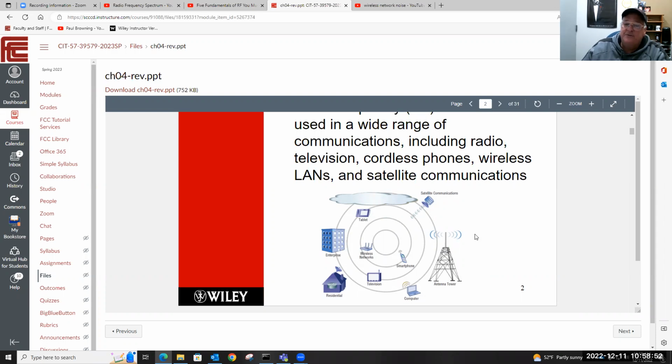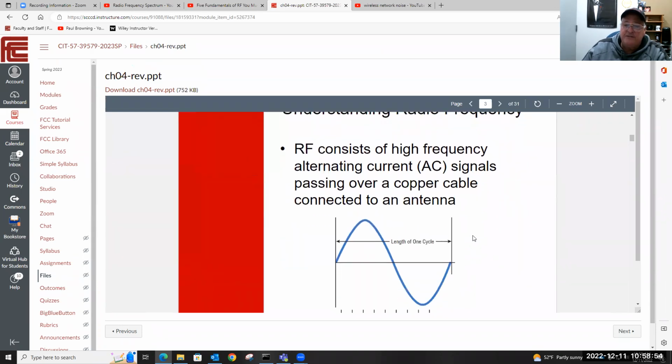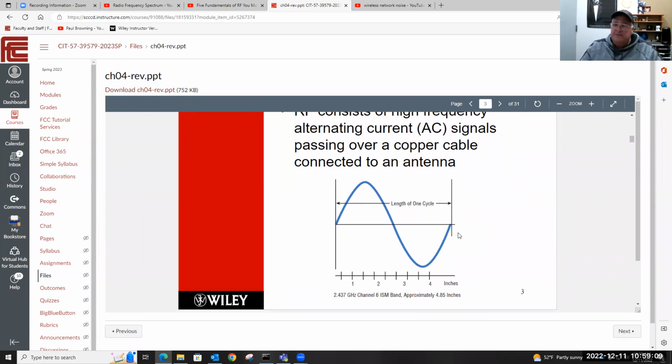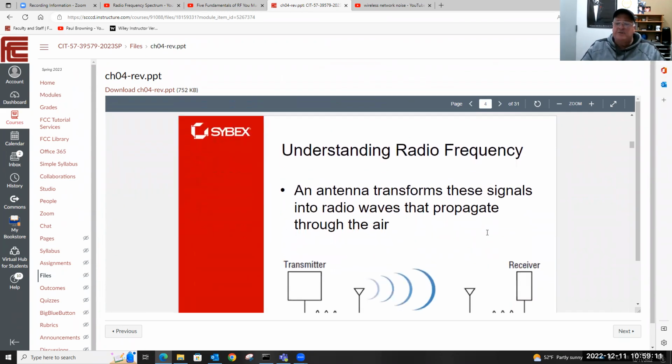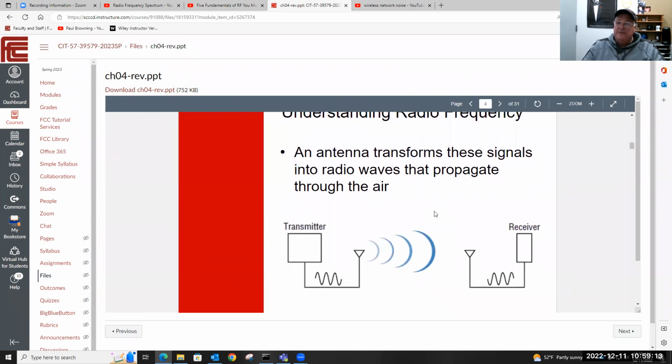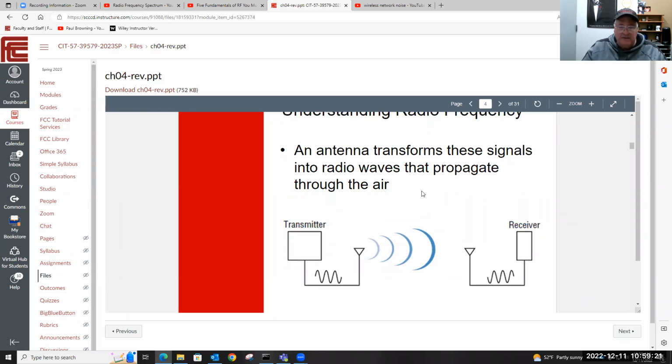Anyway, so radio communications: radio frequencies consist of alternating currents. That is the basic idea of what a radio frequency is for communication. Traditionally, we send a frequency over a copper cable connected to an antenna, and we then transmit it out. Understanding frequency, antennas transform these signals and then try to propagate them. We have a transmitter and a receiver: one sends the signal, one receives the signal.